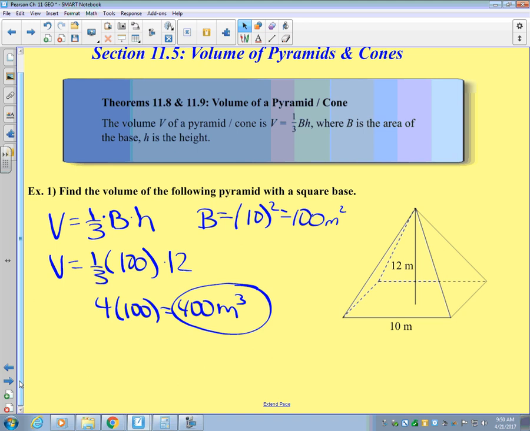Any questions about volume of a pyramid? Don't forget the 1/3. If you don't include the 1/3, it's going to be a rectangular prism, and the answer is going to be 3 times bigger than the real answer. Is 11.5 on the quiz? This is bonus. This is money.